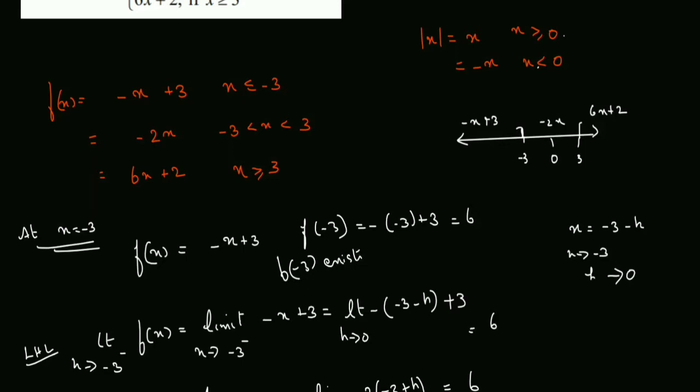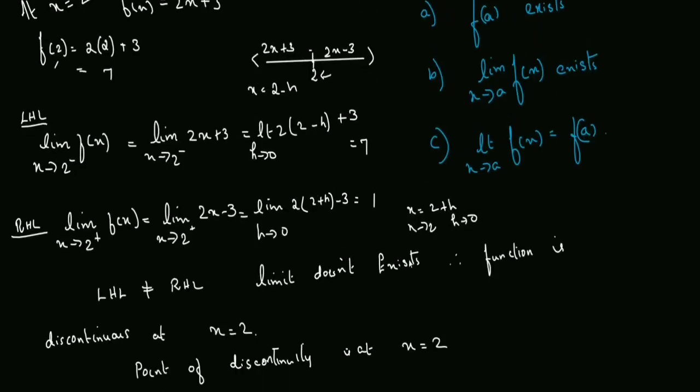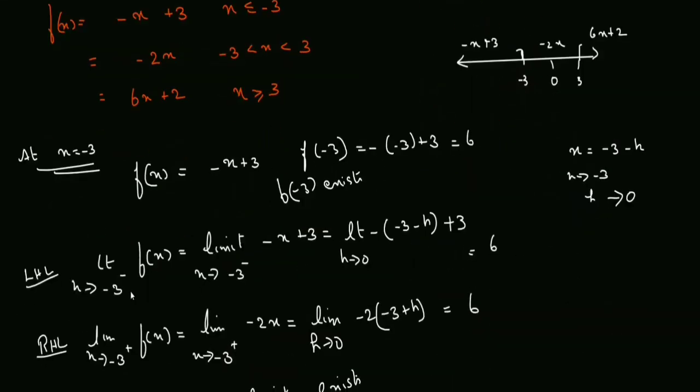Now we have to find the left limit. We have to check whether the limit value exists. So we have to check the left hand limit, left of minus 3. We are going to check whether the left hand limit and right hand limit are equal. So let us first find the left hand limit. Left of minus 3, the function is minus x plus 3. So I am writing it as minus x plus 3.